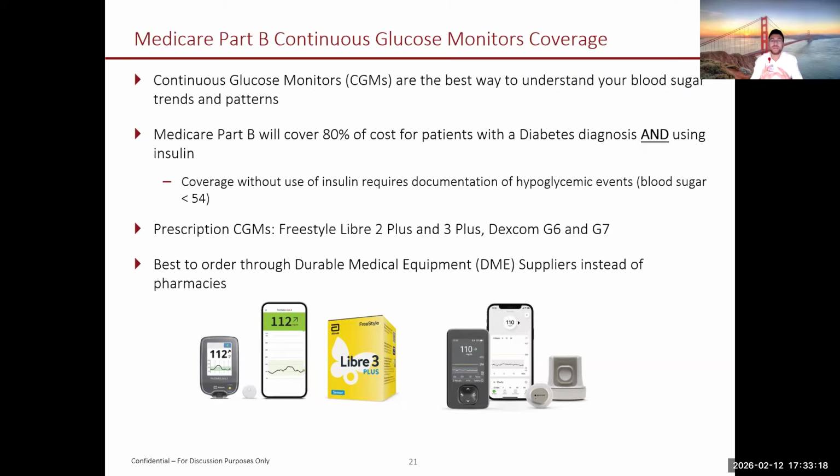And so I usually recommend people ask their team to send it to a durable medical equipment supplier. These are like pharmacies, but for equipment. Suppliers really know how to work through that paperwork efficiently, and things get done much faster, in my opinion, than just going to a retail pharmacy. So highly consider this if you've had trouble getting a CGM, even if you've had a diabetes diagnosis and are using insulin.